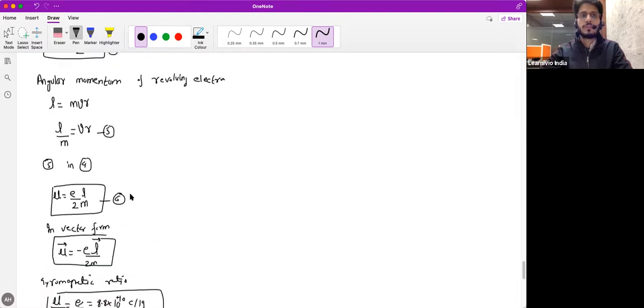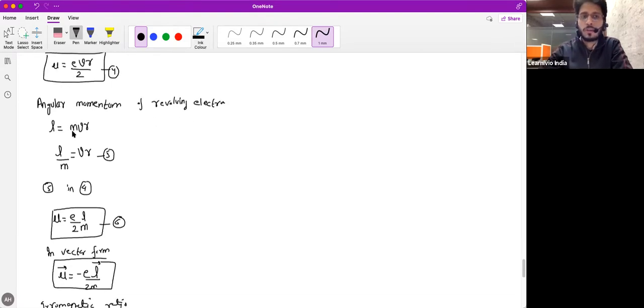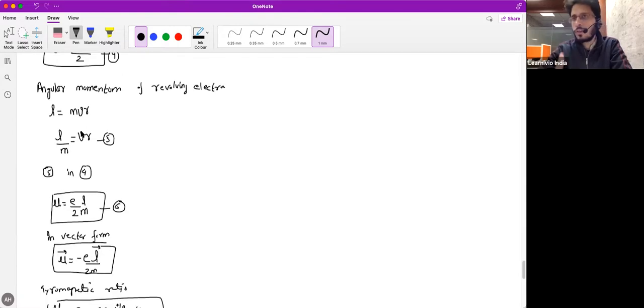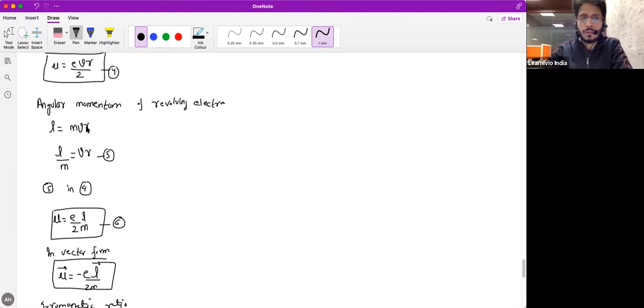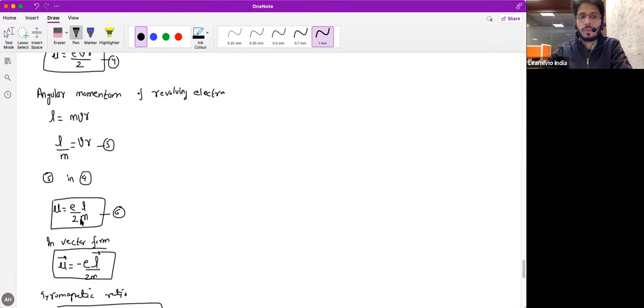So the next thing is you can convert this magnetic moment in terms of angular momentum. You know that the angular momentum of the electron, or any particle revolving in a circle of radius r, is mvr. So instead of vr we can write L by m. So instead of vr, I write L by m, so it becomes eL by 2. So this is the magnetic moment associated with a revolving electron. Mu is the magnetic moment, L is the angular momentum. That's the relation between them.